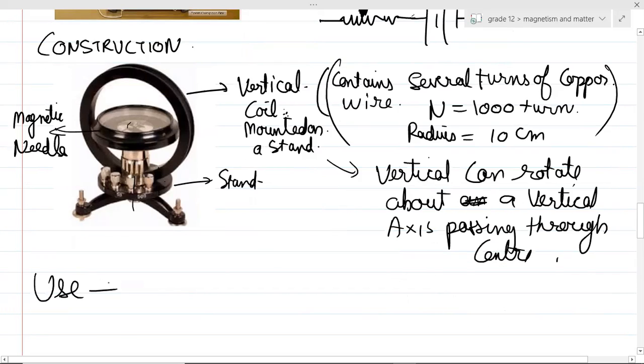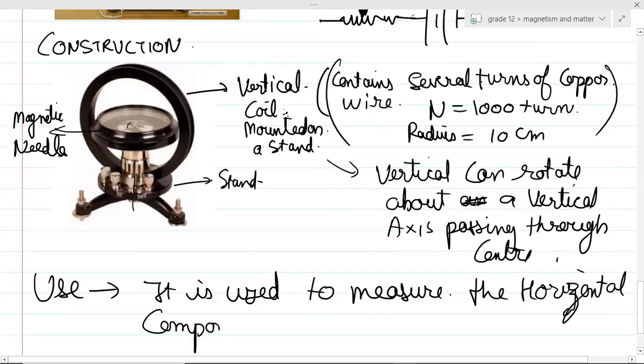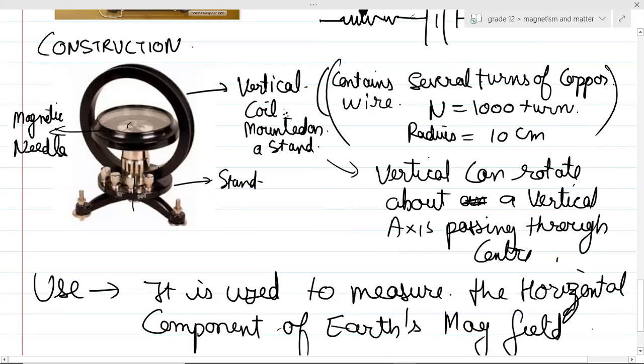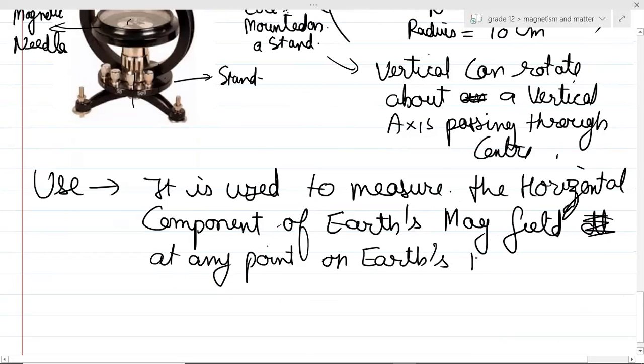What is the use of this tangent galvanometer? It is used to measure the horizontal component of Earth's magnetic field at any point on Earth's surface. So basically, did you understand this device? What is the use? It is used to measure the Earth's magnetic field.